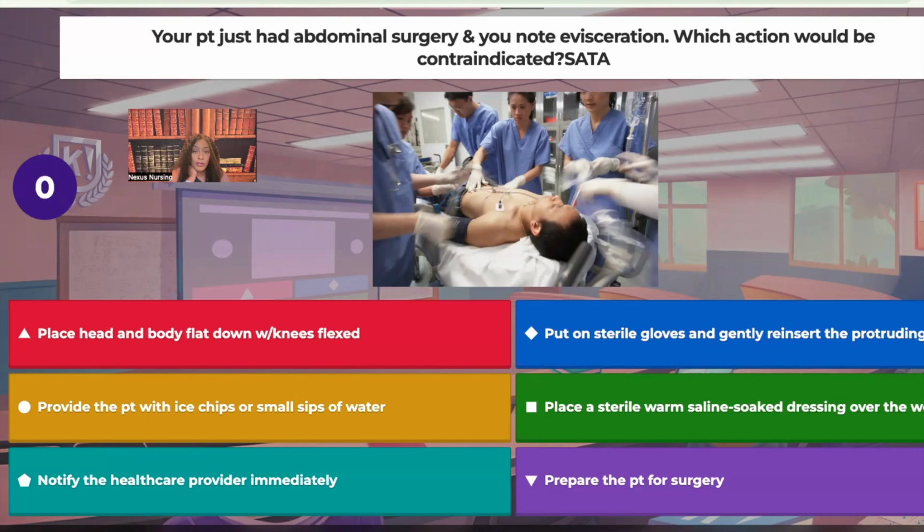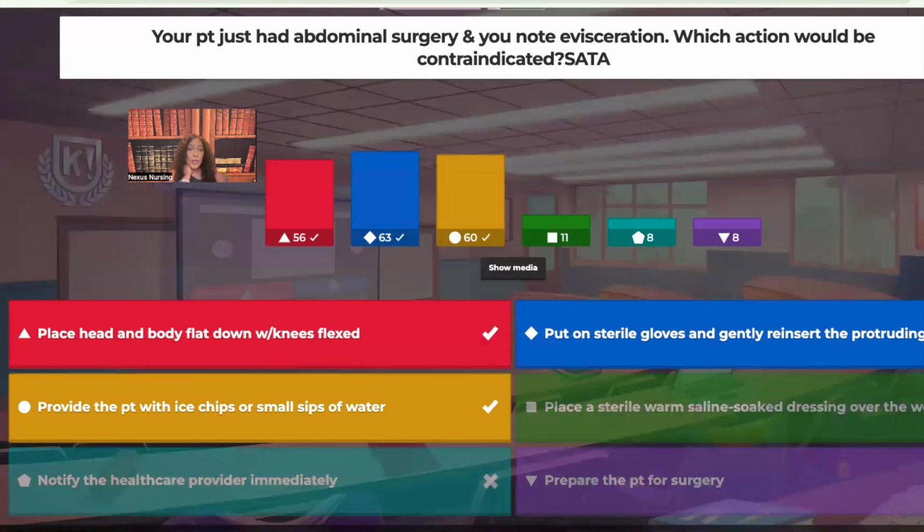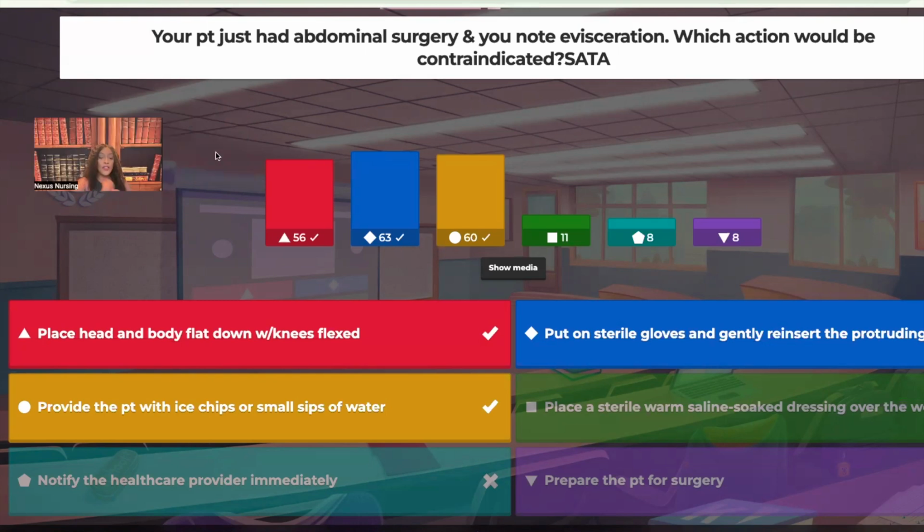Okay, talk about it. The first one, 56 of you guys got this correct. We would not place the head and body flat with the knees flexed. We're not going to do that. What we are going to do, we're going to elevate that head of the bed 15 to 20 degrees. The patient will be supine. They're going to be on their back, but we're going to elevate the head 15 to 20 degrees. But guess what? Their knees, yeah, they're going to be flexed.